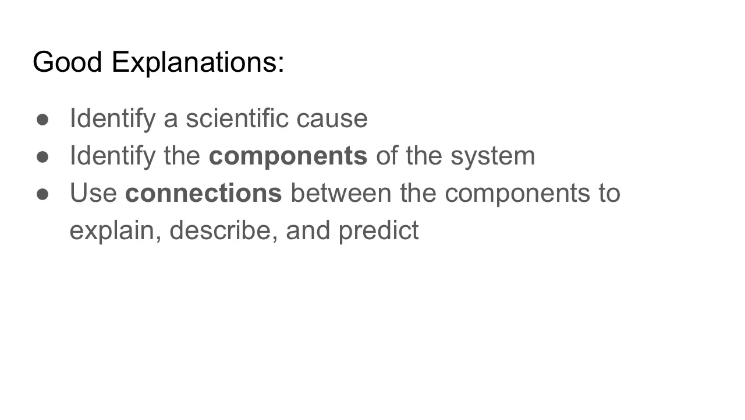And so as you're designing your explanations, remember the three parts of a good explanation is: number one, identify a scientific cause; number two, identify the components of the system; and number three, use the connections between the components to explain, describe, and predict about the system. And then we can use these explanations in our experiments, and we can test them out and see, are we on the right track? Is this correct, or do we have to adjust our system model just a little bit? So I hope that you're able to understand how to make a scientific explanation, and good luck with that work.